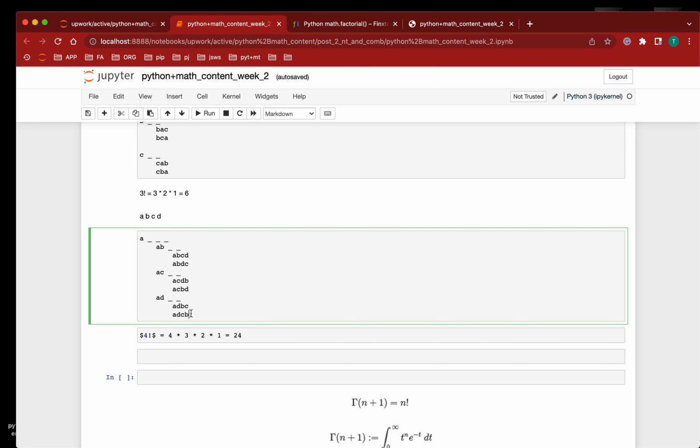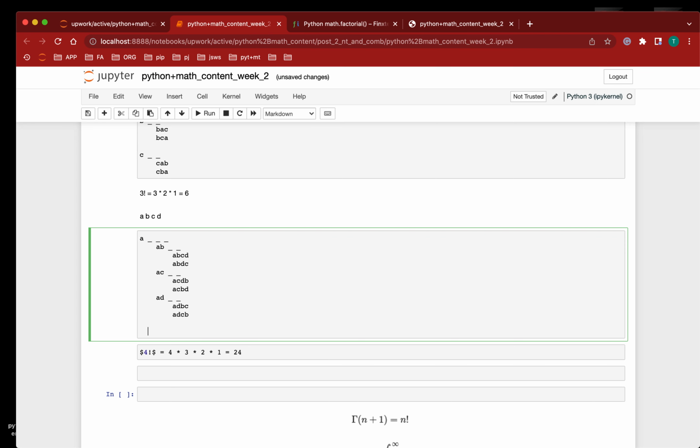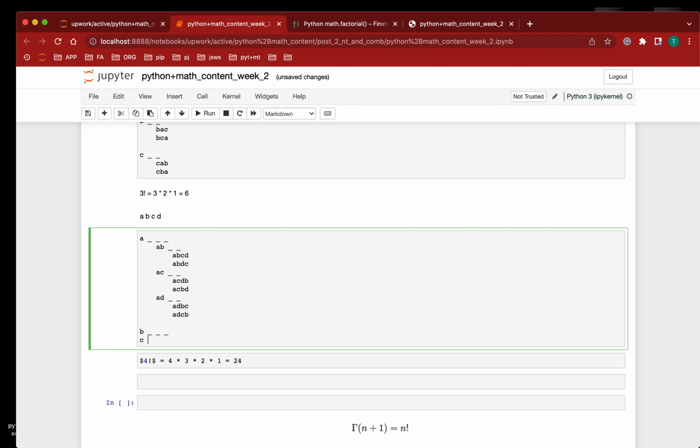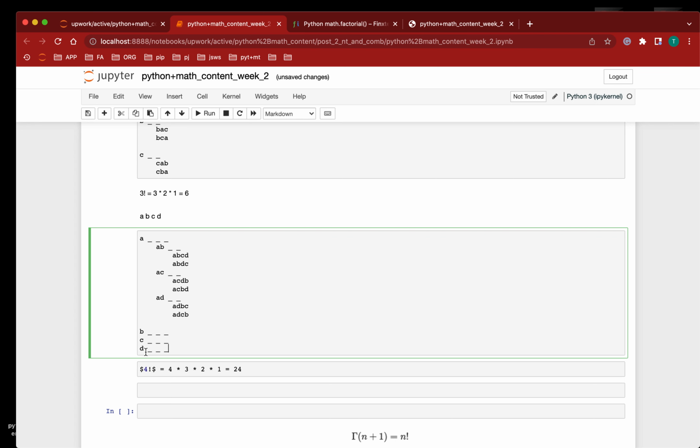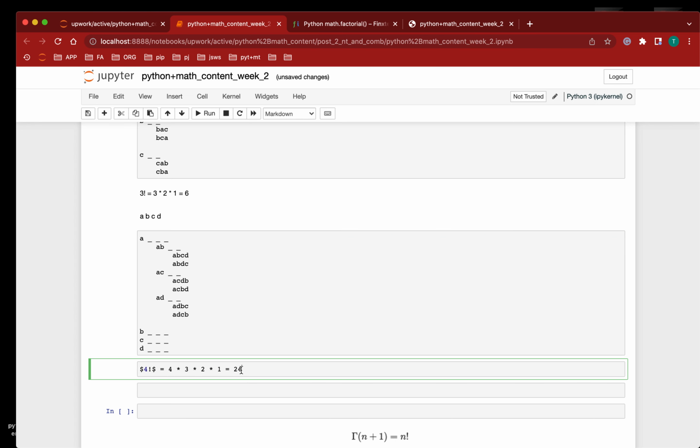And you also have branches with B in the first slot, and then you also have the one with C, and D like this. From each one of these, there are 3 branches from which there are 2 more branches coming out. So if we wanted to count the rearrangements here, once again, you just multiply 4 times 3 times 2 times 1, and you get 24.